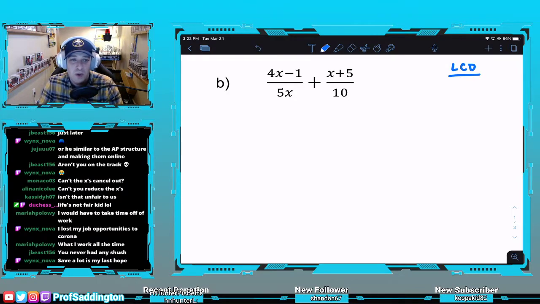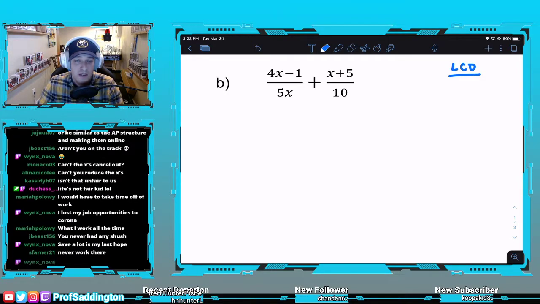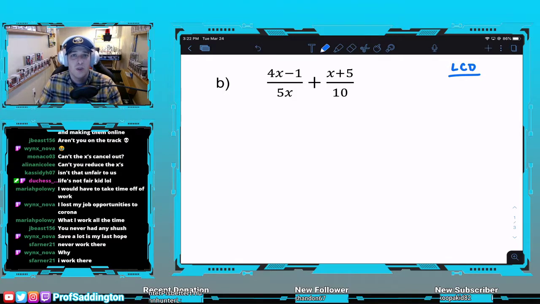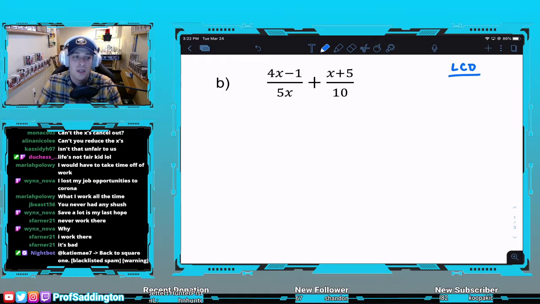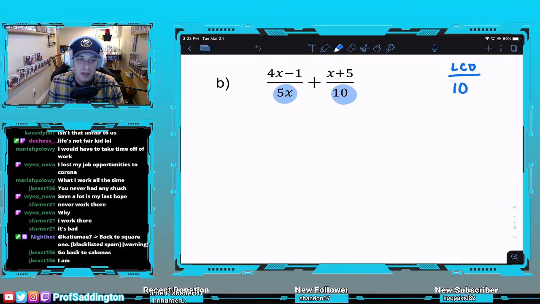Now, a lot of people, what they're going to do is say, oh, I could just take 5 and 10 and multiply them together and get 50. 50 is a number that 5 and 10 can fit into, but it's not the smallest number possible. So what I'm going to do instead is I'm going to look at to see how many times 5 fits into 10. I know 5 times what would give us 10. I know 5 can fit into 10, so 10 is going to be that smallest number. I also have an x that's in the bottom on the left side, so I need to have an x that's on the bottom on the right side. So we know that there needs to be an x in the denominator as well.